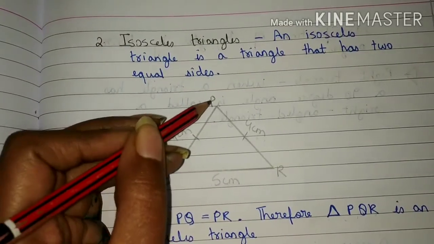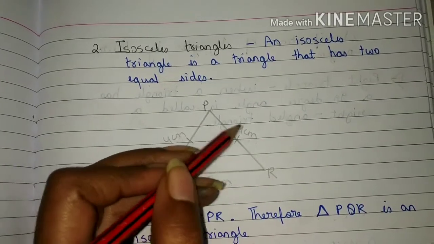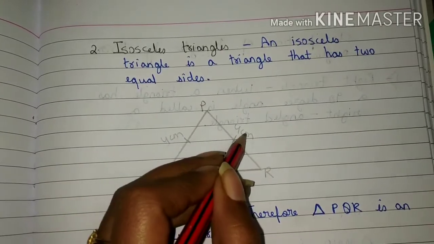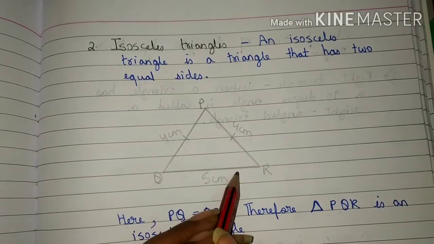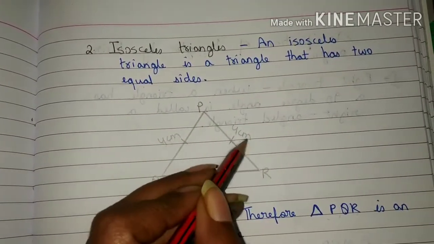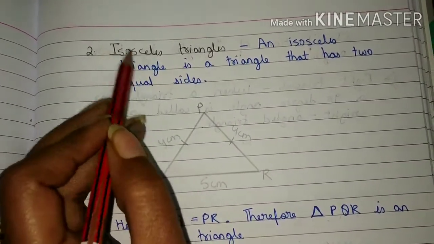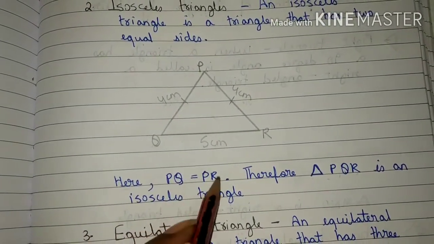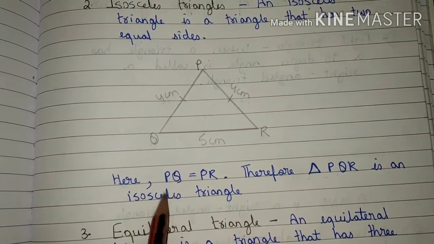See, PQ is 4 cm and PR is also 4 cm. It means these 2 sides are equal, that is 4 cm. And QR is 5 cm, so this side is not equal. So students, in this triangle, 2 sides are equal. So this type of triangle is known as isosceles triangle. Here PQ is equal to PR. Therefore, triangle PQR is an isosceles triangle.